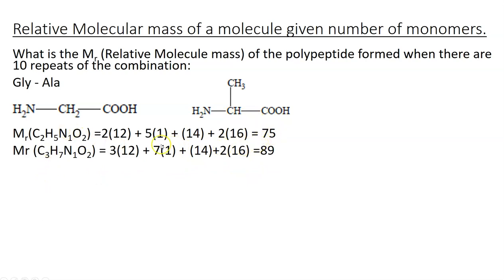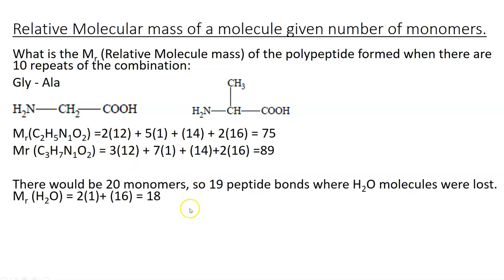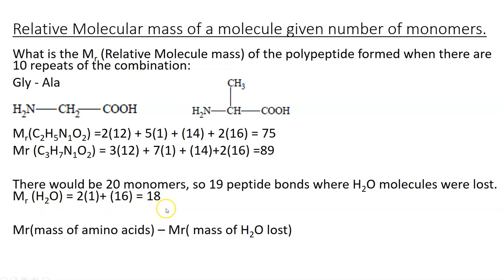So if we had this repeated, we'd have 10 of these and 10 of these. So altogether we can work out how long our whole polypeptide is, and then we'd have to take away the 19 water molecules. So we need to know how big a water molecule is. It's good to have this in the back of your head, that water molecules are a size of 18. So you don't have to work it out all the time, 16 plus 2. So we need the mass of all the amino acids minus the mass of the 19 water molecules that are left. And that's our polypeptide.